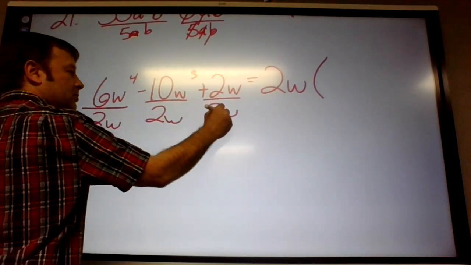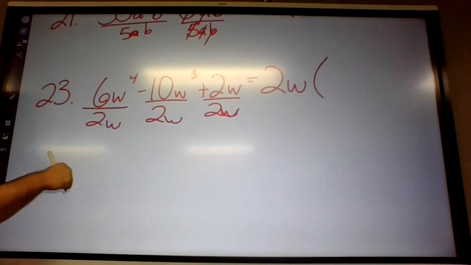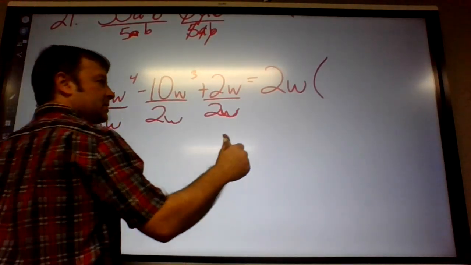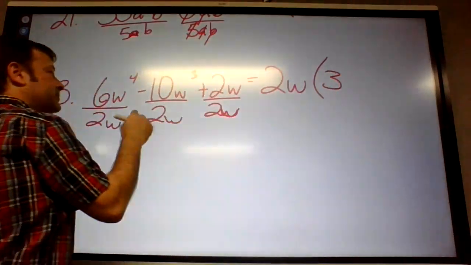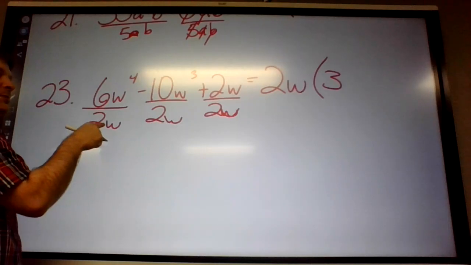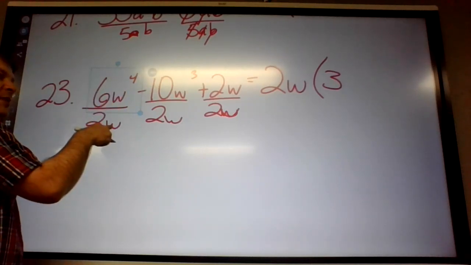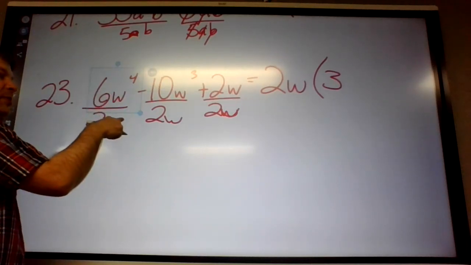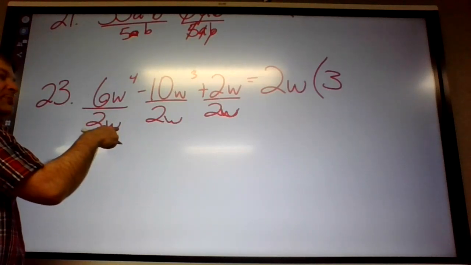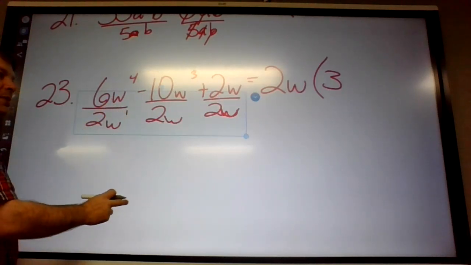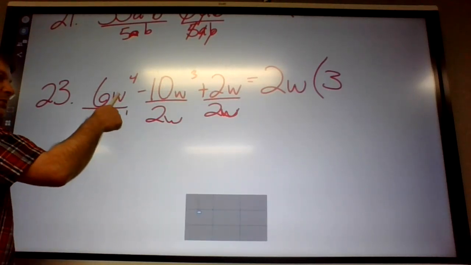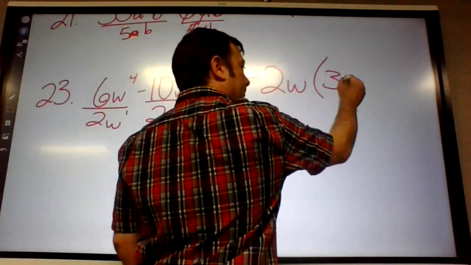So, what's going to be left? 3. 3 what? W. Okay, so for the division with the same variable, you just subtract the exponents. Since this doesn't have an exponent, that means the exponent is 1. So 3. Yeah, so it's W cubed. Yep.